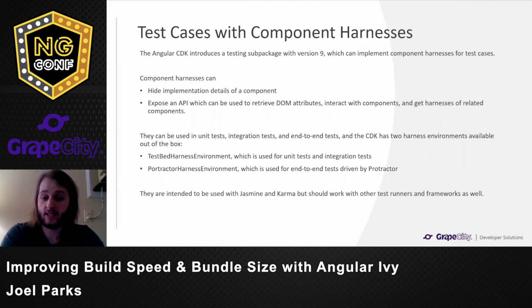The Angular CDK comes with two harness environments out of the box. The first one is the TestBed harness environment, which can be used for unit tests and integration tests. The second is the Protractor harness environment, which is used for end-to-end tests driven by Protractor. The TestBed harness environment is first and foremost meant to be used with Jasmine and Karma, the de facto Angular unit testing stacks, but it should work with other test runners and test frameworks as well.